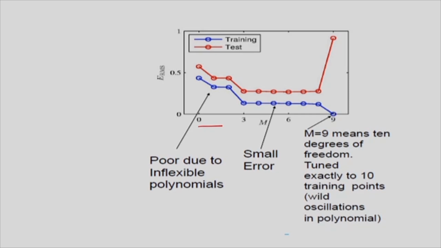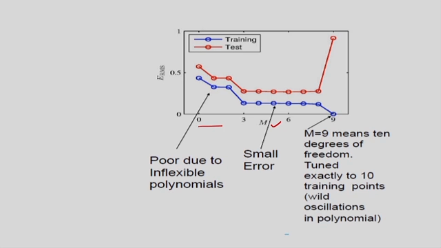But if I increase the model order, suppose I consider m is equal to 4, or m is equal to 3, there is small error during the training and during the testing, because if I consider this model order m is equal to 3 or 4, it can more or less represent the observed data. But if I increase the model order, suppose m is equal to 9, that means 10 degrees of freedom.